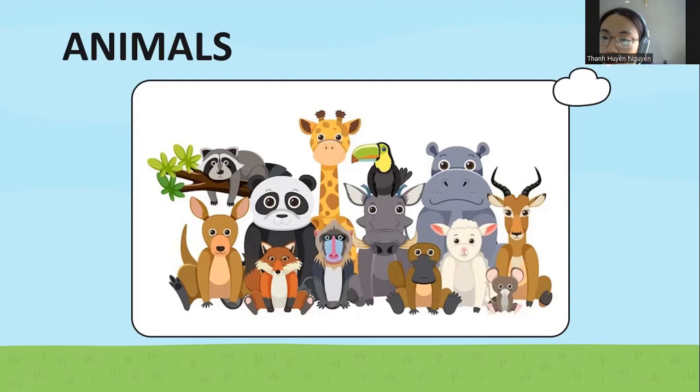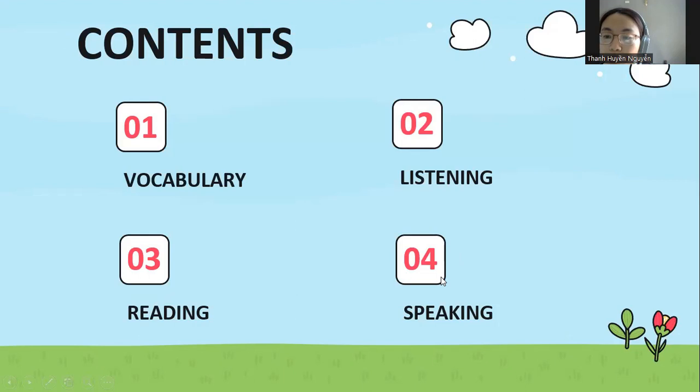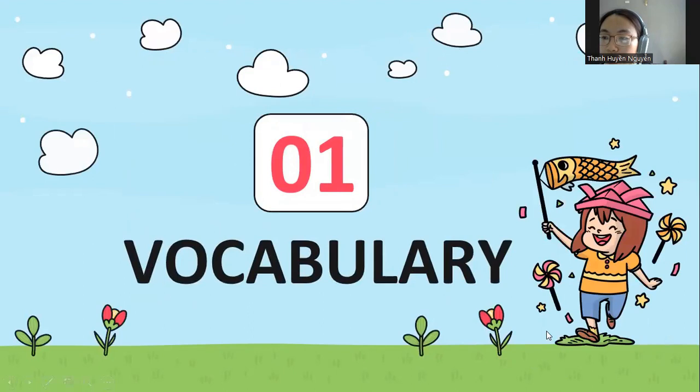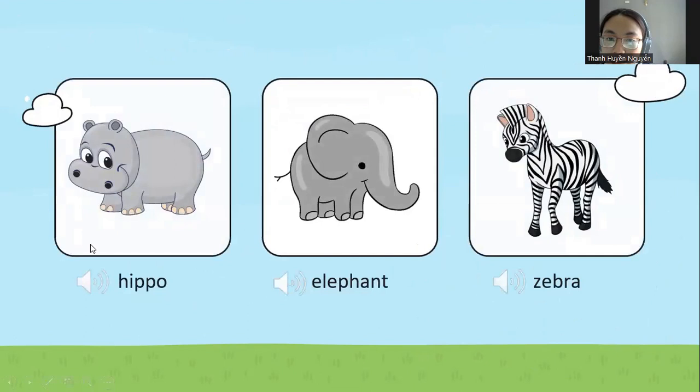So today we will learn three parts: vocabulary, reading, and speaking. With the first part, vocabulary, we will learn some new types of animals. To start, we will learn about hippo. Can you repeat the name of this animal? Okay, hippo. Okay, the next one.